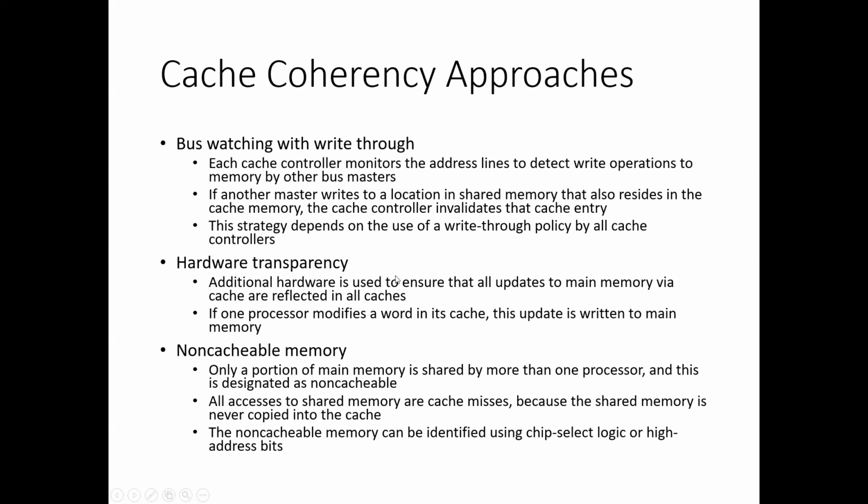Hardware transparency: we have additional hardware to ensure that all updates to main memory via the cache are reflected in all caches. If one processor modifies a word in its cache, this update is written to main memory. And non-cacheable memory: only a portion of main memory is shared by more than one processor, and this shared portion is designated as non-cacheable. All accesses to shared memory are cache misses because the shared memory is never copied into a cache. You can do this with chipset logic or high address bits to indicate the non-cacheable memory.